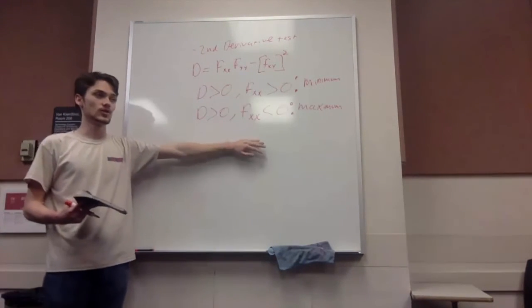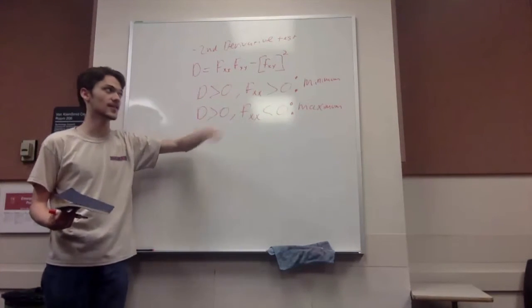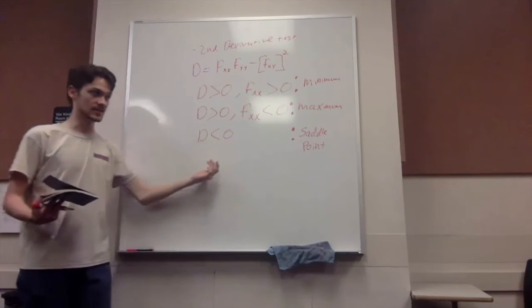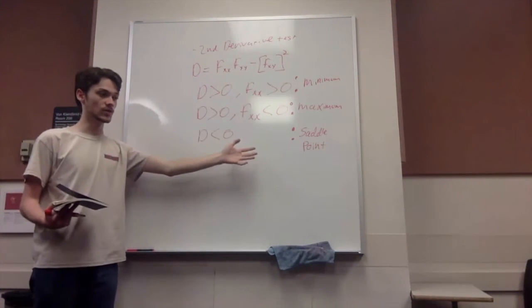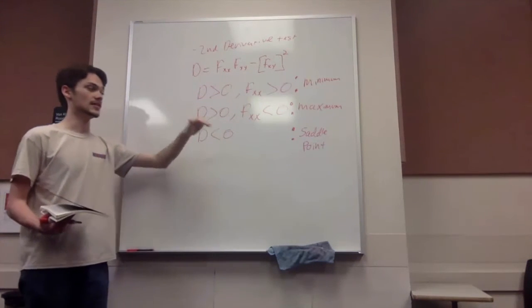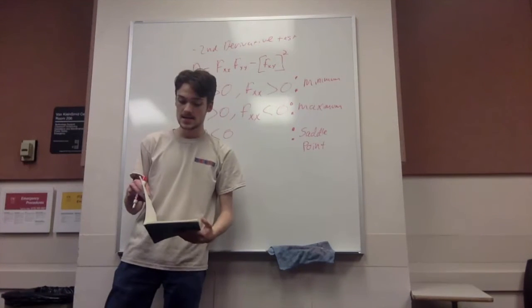If d is greater than 0, but the partial derivative with respect to x is less than 0, then we have a local maximum. Lastly, we know that if d is less than 0, we don't need to know the value for the partial derivative of f with respect to x, because if d is less than 0, we know we have a saddle point that we're dealing with.